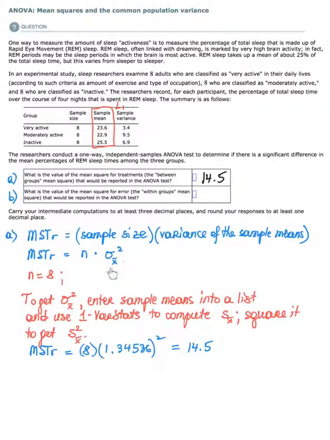To get sigma squared of x bar, you are going to use the same technique I just showed you with the previous example using your TI-84. Please enter your data into one of the lists. Apply one variable statistic to that list to compute the sample standard deviation S, and then square it to get the sample variance. Once you get this result, please multiply it by 8 and round your number to 1 decimal place. 8 times 1.34536 squared is equal to 14.5.